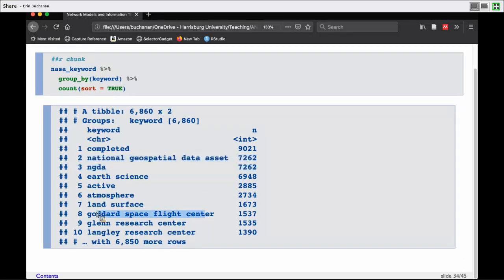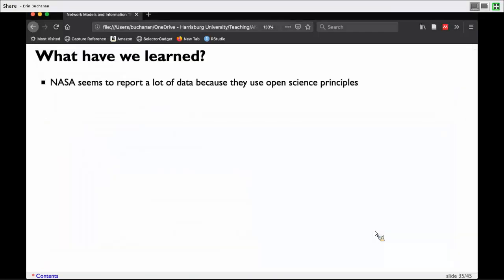Earth Science, Active, the Space Center, Research Center, Langley, etc. So NASA believes that, you know, taxpayer dollars, you paid for this, so you should see it. So they post mostly about their data.